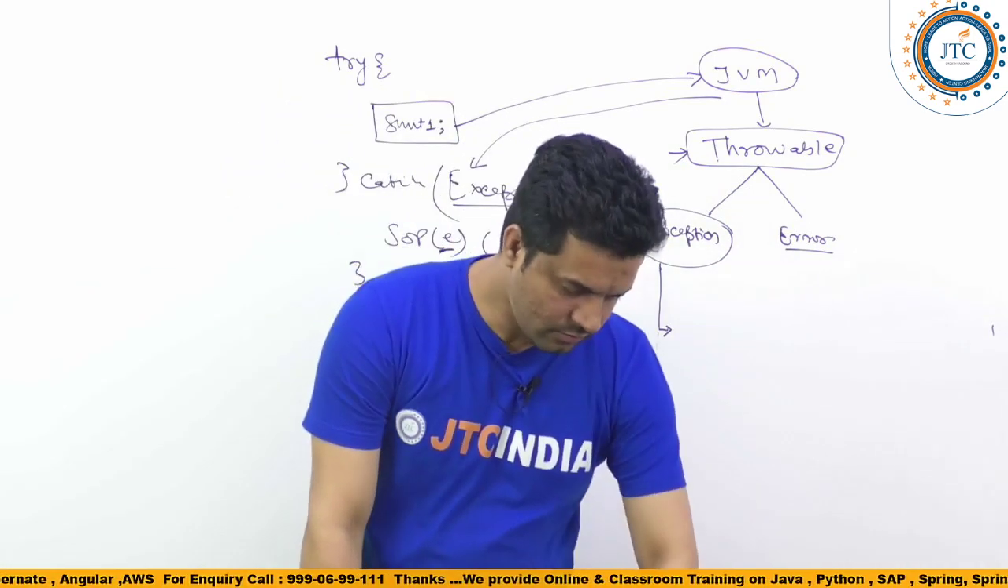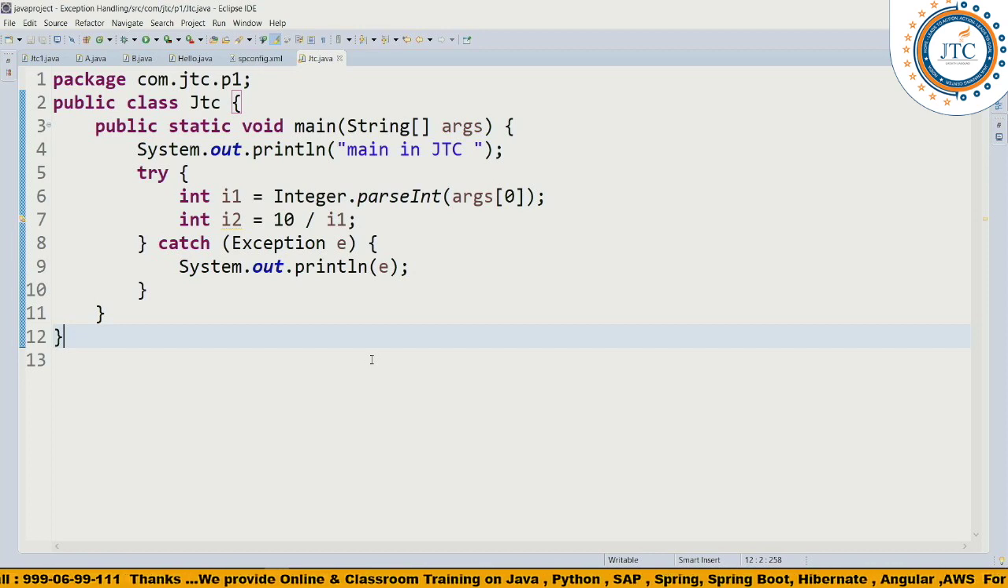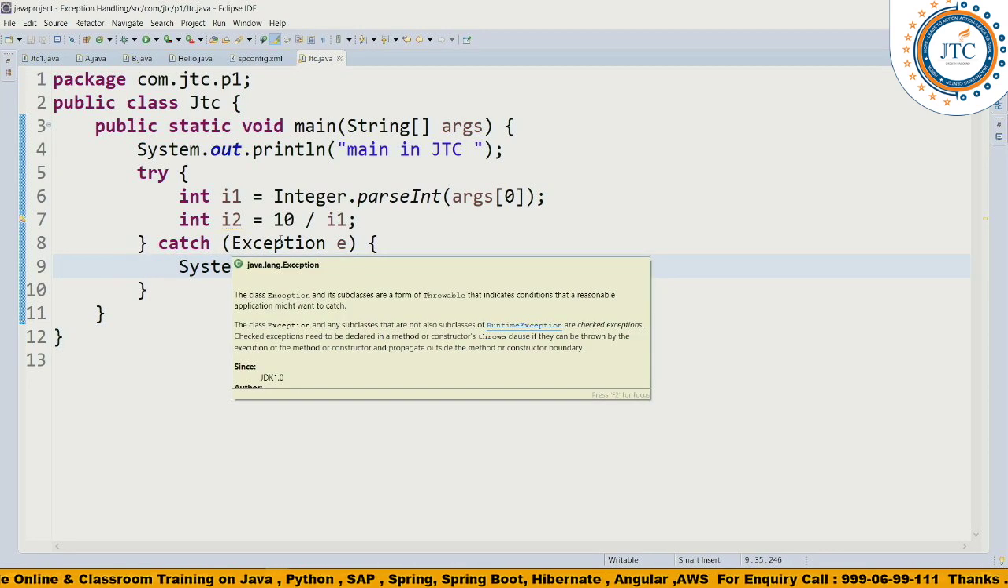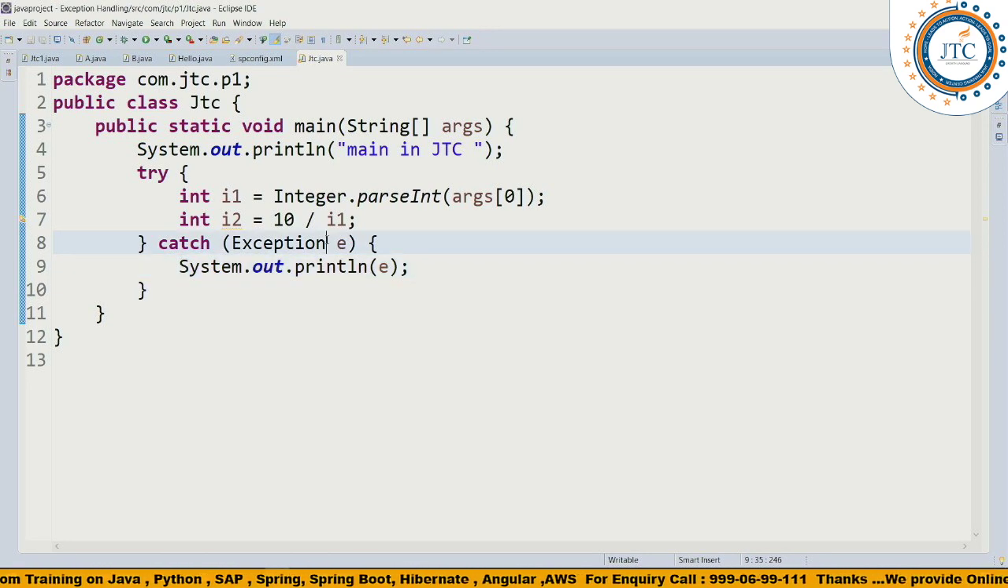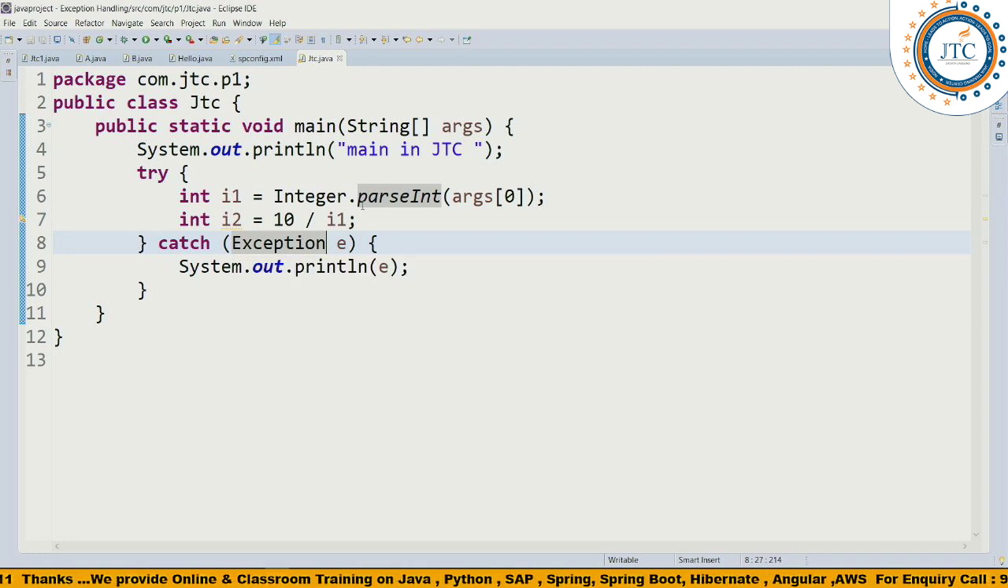Now let's move to another one in the catch block here. When we are not sure which type of exception is there, you can write blindly that it is some sort of exception, and the processing is done inside this, right?